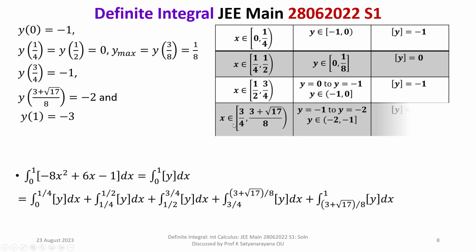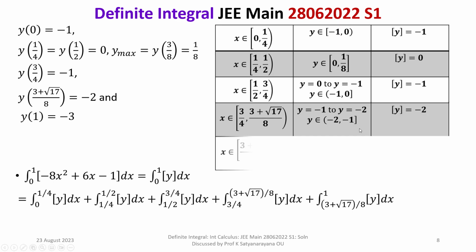Agreed. x belongs to 3 by 4 to 3 plus root 17 by 8. It is decreasing here. y at 3 by 4 is minus 1. At this point, 3 plus root 17 by 8, y takes the value minus 2. It is decreasing. Therefore, y belongs to minus 2 to minus 1, and the bracket function is minus 2.